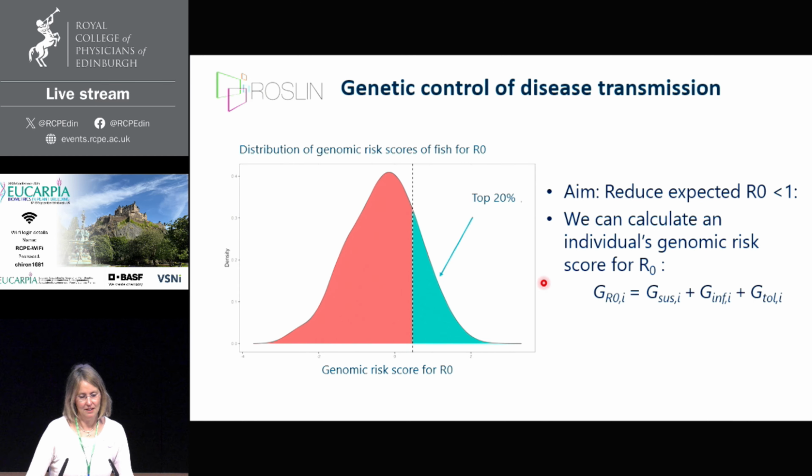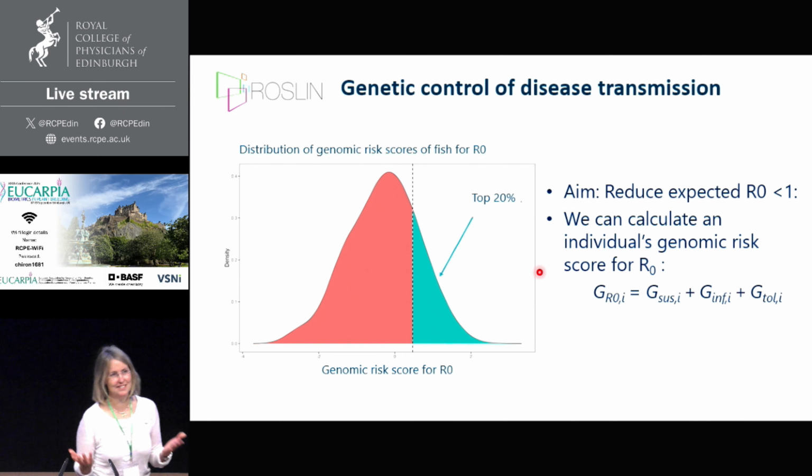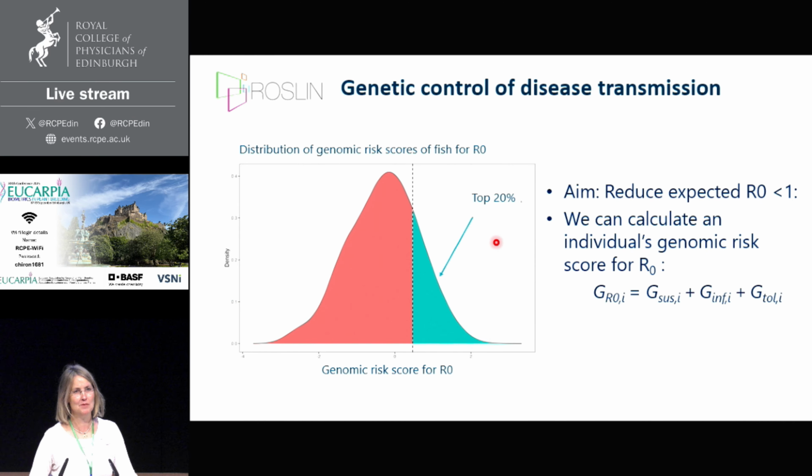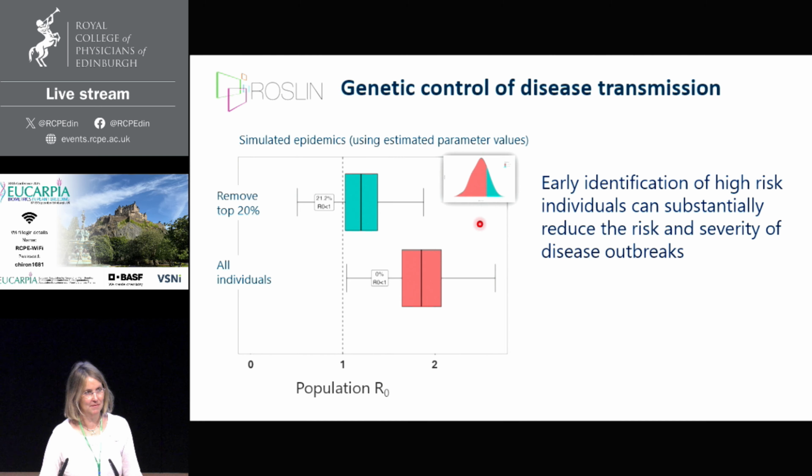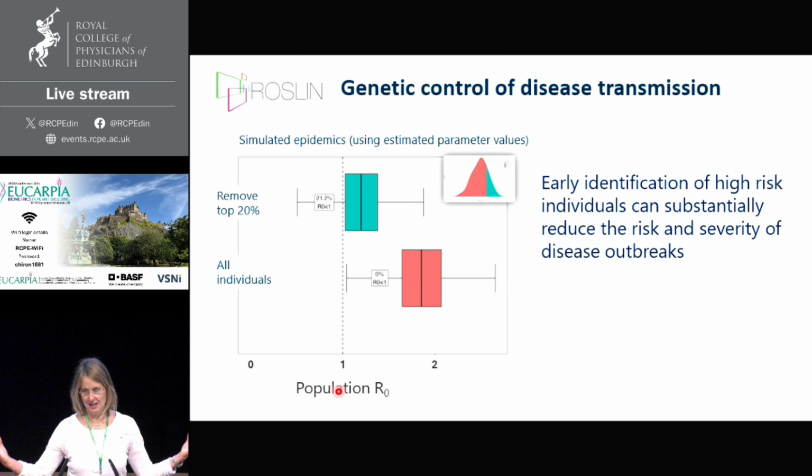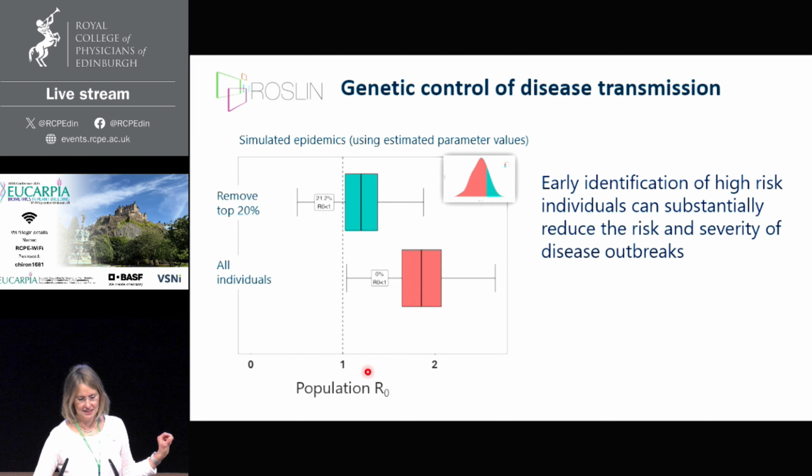Now remember, what could we have done if we had this before our trial? Imagine we would have known the top 20% of the individuals with the highest genomic risk score before we had the trial. Well, if we had removed them and replaced them with individuals with lower genomic risk score, this is what the contrast is. On the x-axis, you see the population-wide R naught value, which we want to bring down to below 1, right? This is what we had in the experiment. The average was roughly just below 2, and we experienced epidemics in all of our tanks.